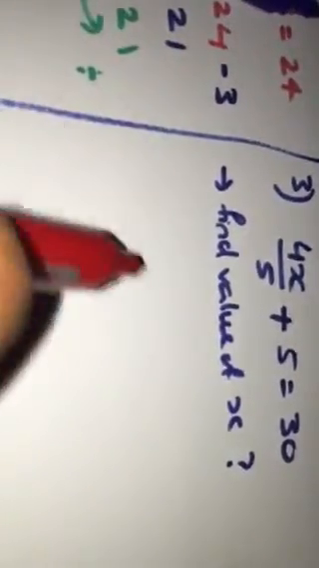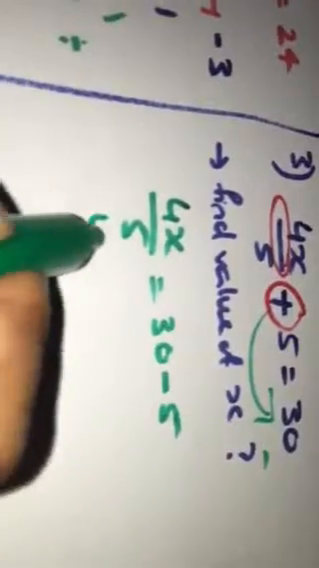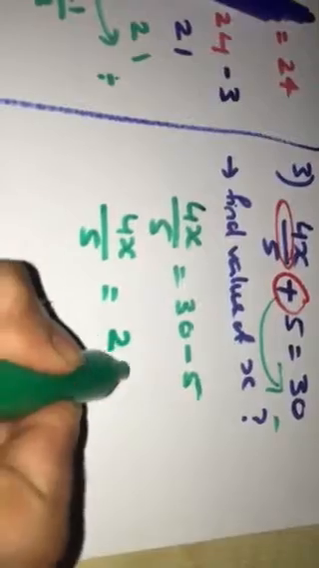So the first thing you need to analyze is what operations are there. There is an addition there, there is also a division there, so you need to get rid of both of them and isolate the x by itself to find the value. So first, eliminate the plus 5. 4x divided by 5 is equal to, I told you moving this to this side makes it become negative, 30 minus 5, which will be 4x divided by 5 is equal to 25.